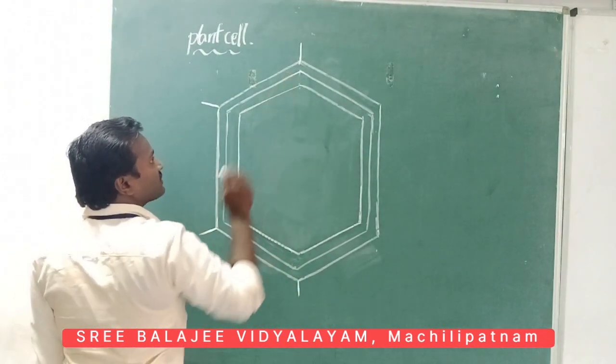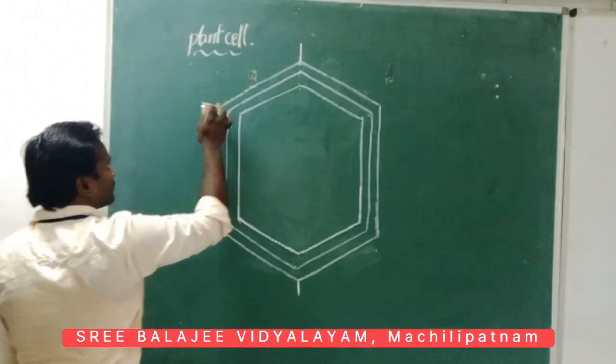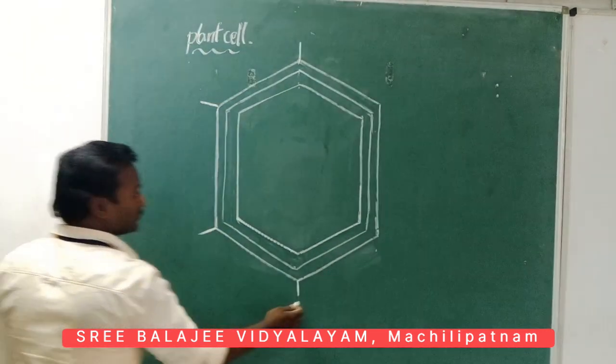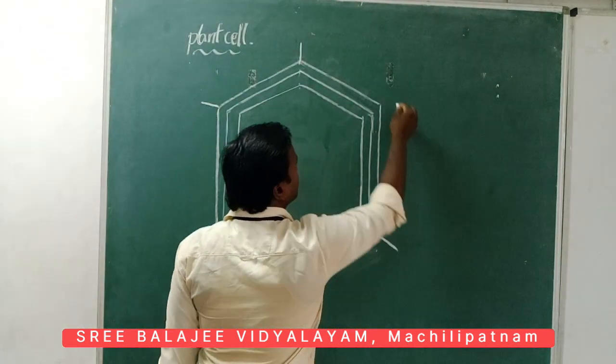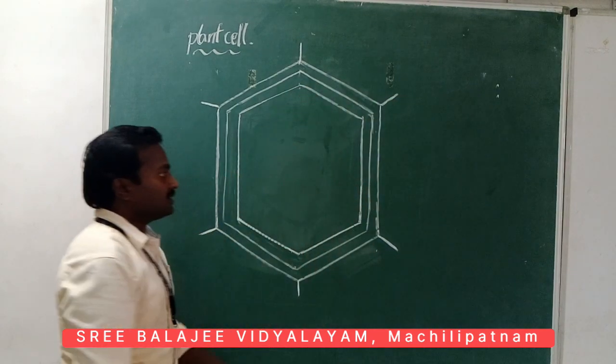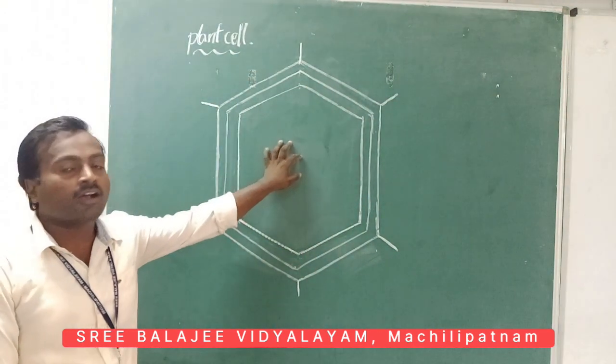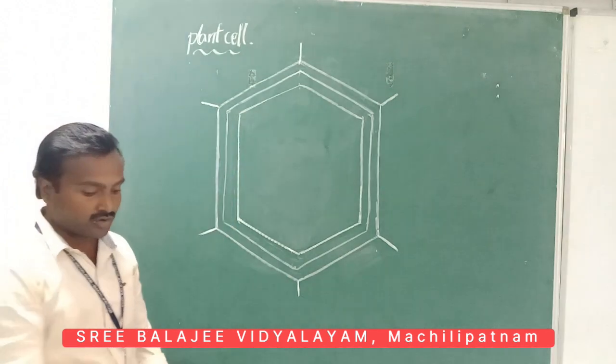How many faces does it have? Six faces. See, first face, next second, third, fourth, fifth, sixth. With these six faces, we have to draw a hexagon. How many hexagons? Total six hexagons.